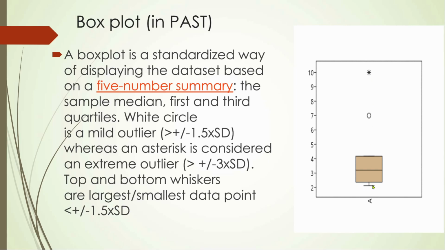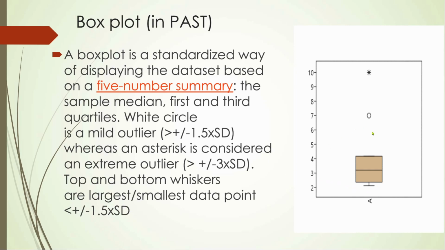So the top and bottom whiskers here are the largest and smallest data point less than the mild outlier. So this is the last point less than the mild outlier.